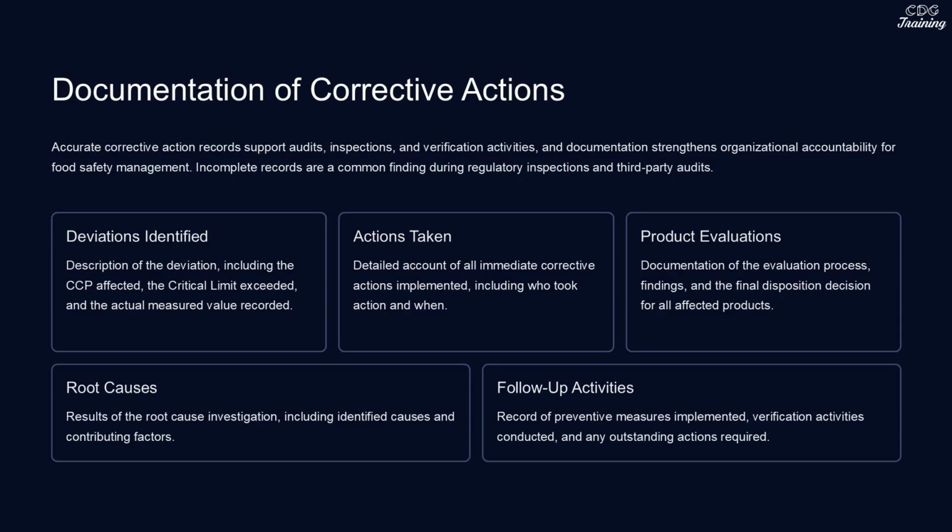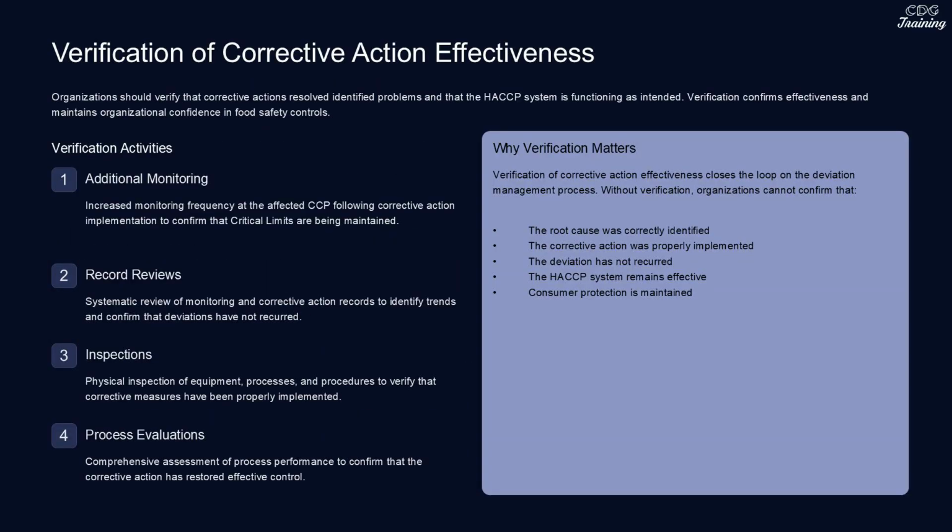Accurate documentation of corrective actions is vital for audits and inspections. By identifying deviations, taking actions, evaluating products, and following up, we ensure accountability and continuous improvement in food safety management. Verification of corrective action effectiveness is crucial to ensure that problems are resolved and the HACCP system functions as intended. Activities like monitoring, record reviews, inspections, and process evaluations help confirm corrective action success.